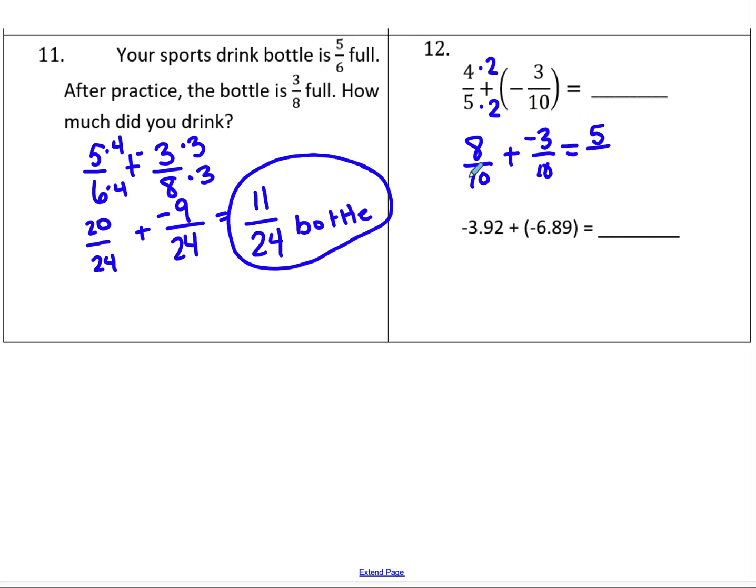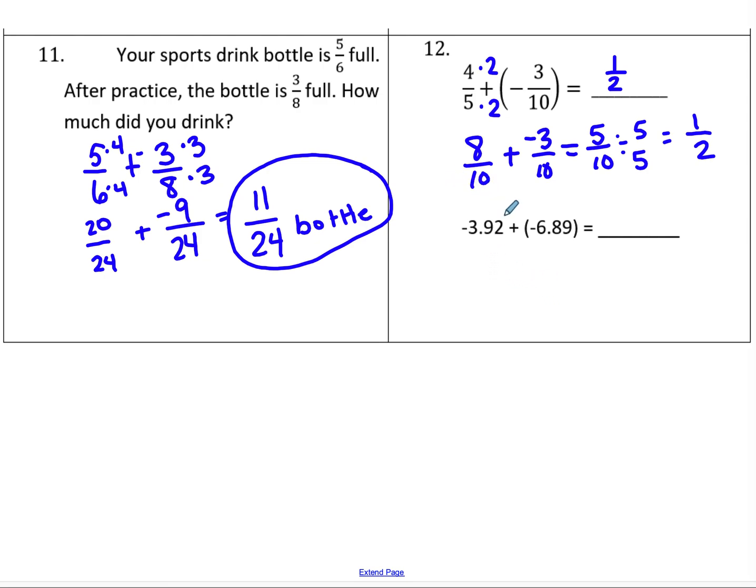More positives, answer is positive. 10 is my denominator. That is not in simplest form. So I need to divide. Whoops, I wrote divided by 2. But what I meant to write was divided by 5. 5 does not divide by 2 evenly, so I can't do that. 5 divided by 5 is 1. 10 divided by 5 is 2. More positives, answer is positive, so my answer on that one is going to be a positive 1/2.